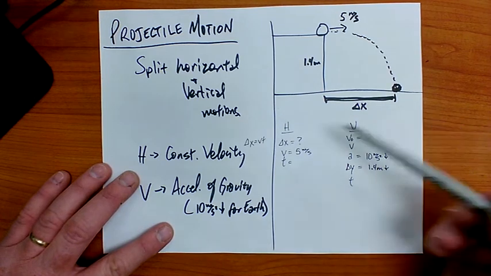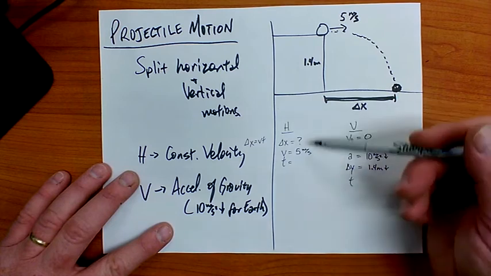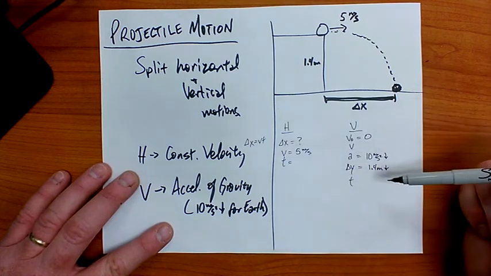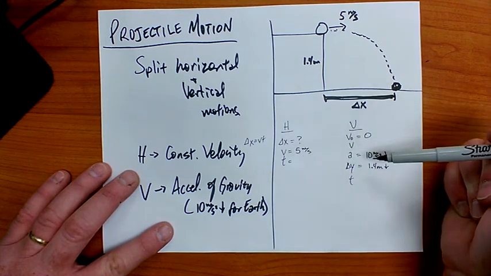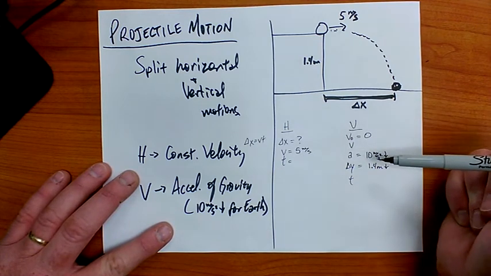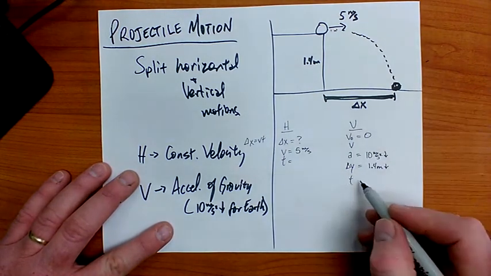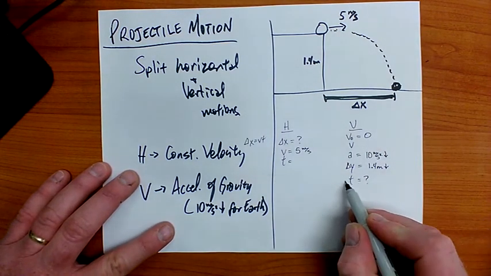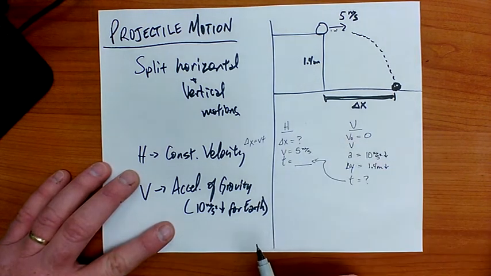So a typical approach, I split the problem into horizontal and vertical. I put everything I know in terms of horizontal component stuff and vertical component stuff. I'm going to solve for time, whichever side I have the information to solve for time. Once I have the time, I can use the time for the other part of the problem. In this case, I'm going to solve vertically for time. And once I have the time, I'm going to use that to solve the horizontal problem.